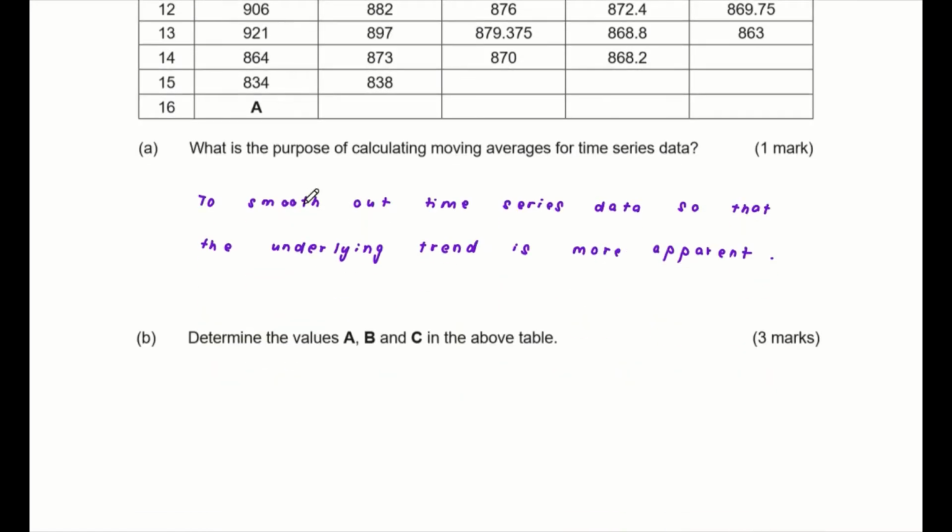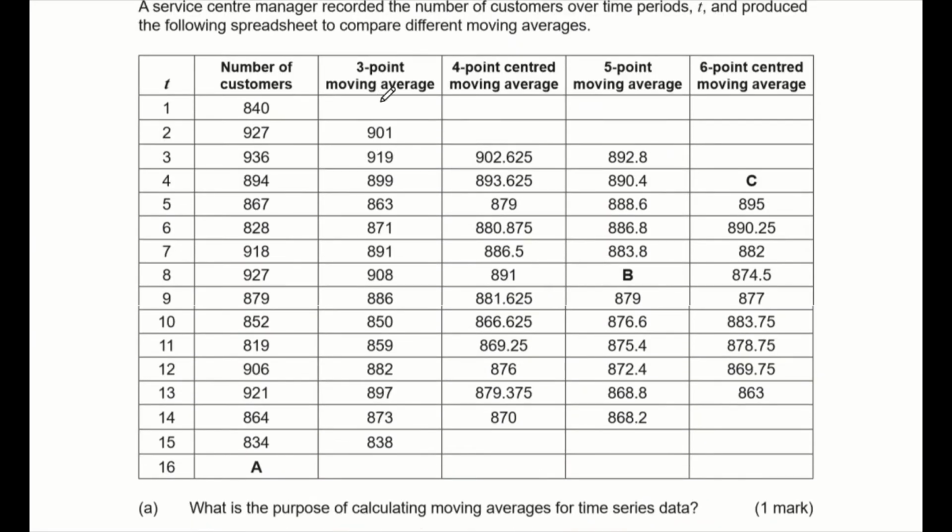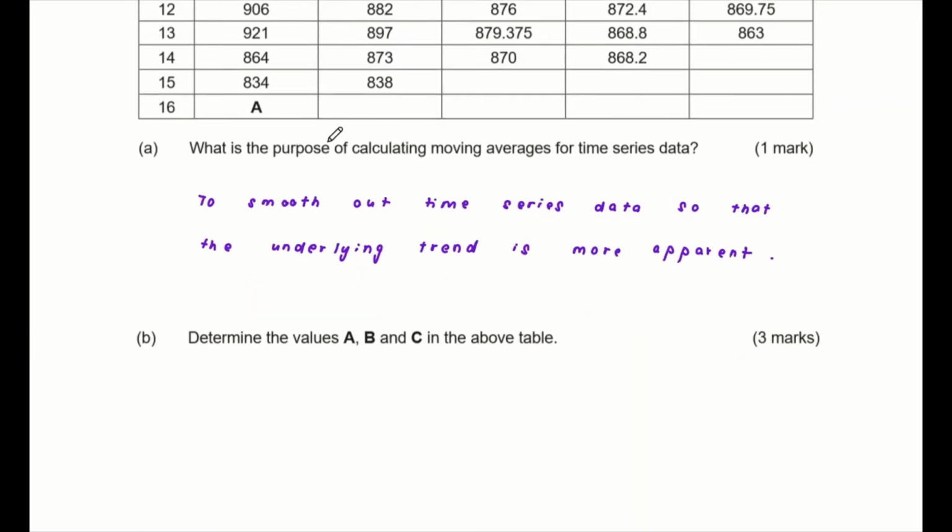Okay, so for A, it's quite direct. You can see the 3-point moving average will be the easiest one, so we will try to find A from this value. How do we get 838? It is basically from the 3-point average. So to find A, it will be 864 plus 834 plus A, and when you do the 3-point moving average, the answer is 838. From here, you'll be able to solve for A. All right, so that's the idea.